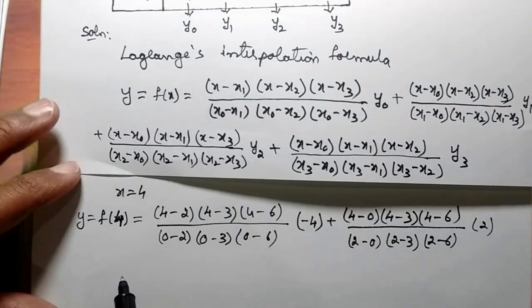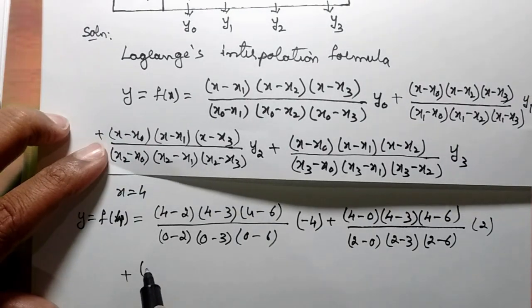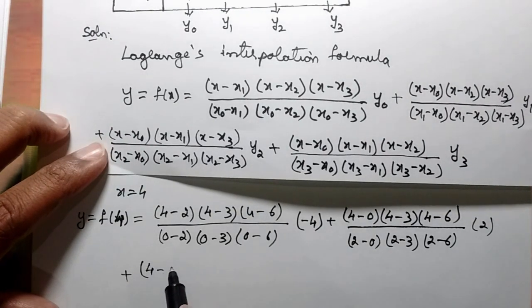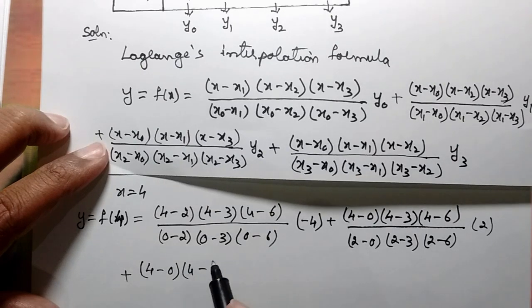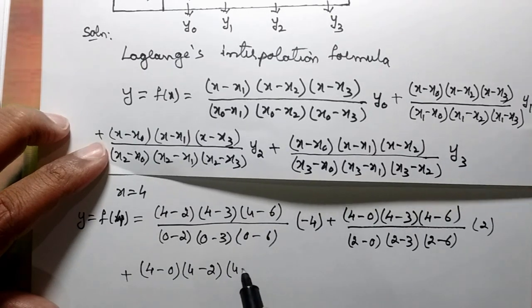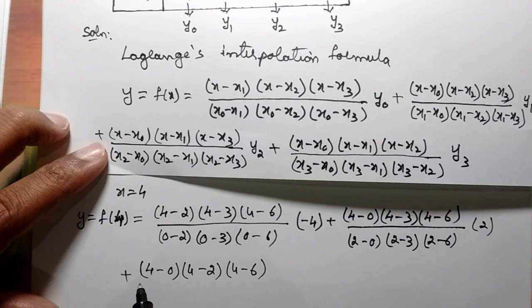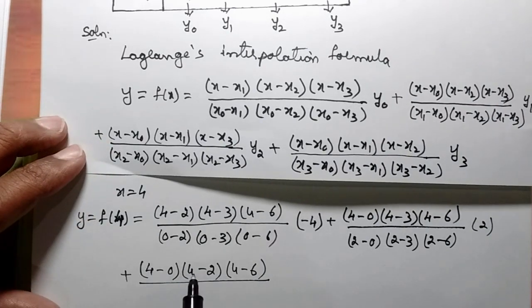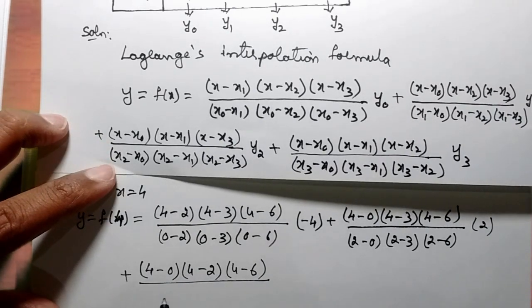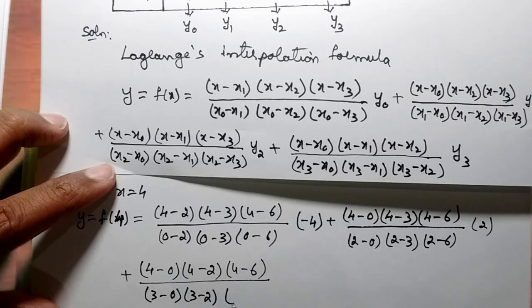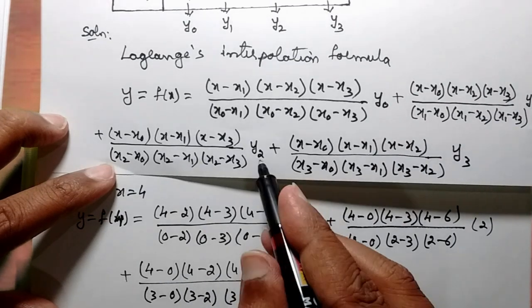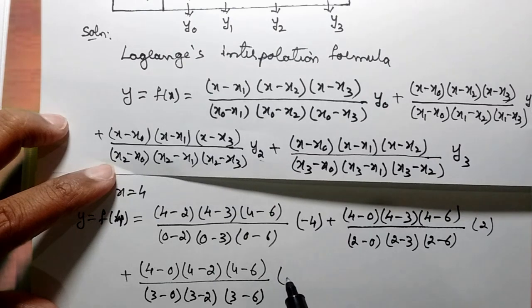Then plus the next value. X value is 4. 4 minus x naught is 0. 4 minus x1 value is 2, into 4 minus x3 value is 6, whole divided by. So just in place of x you put x2 here. So what is the x2 value you have? X2 value is 3. So you'll be getting 3 minus 0. This is 3 minus 2. This is 3 minus 6, into y2. How much is the y2 value?